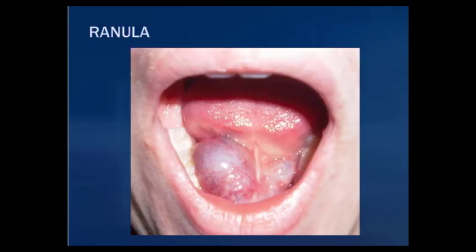A ranula is a very large mucocele that occurs in the floor of the mouth. These are associated with the major salivary glands, the sublingual and the submandibular. Ranulas are often caused by blockage of that salivary duct, which causes the saliva to back up. So with a ranula, usually there's some type of salivary stone, and that has to be surgically removed in order to resolve the condition.